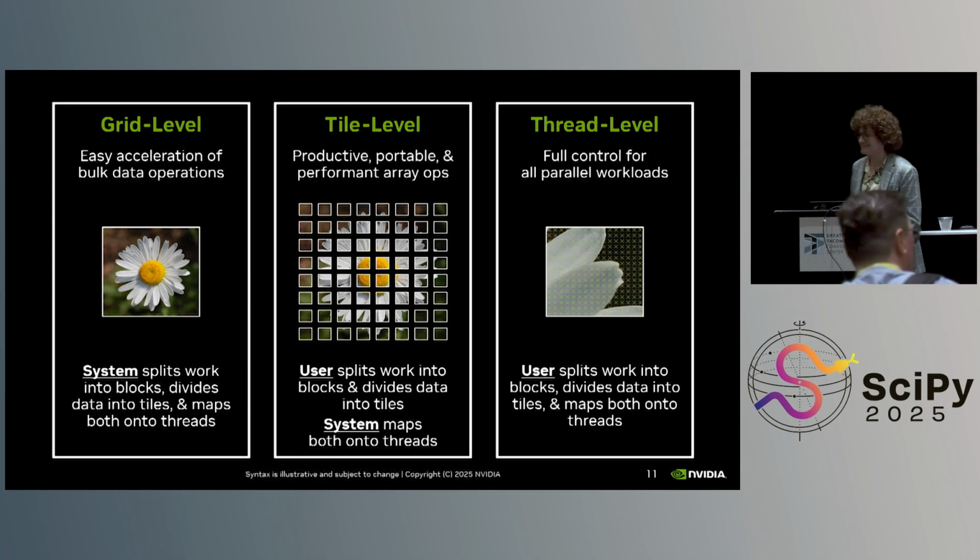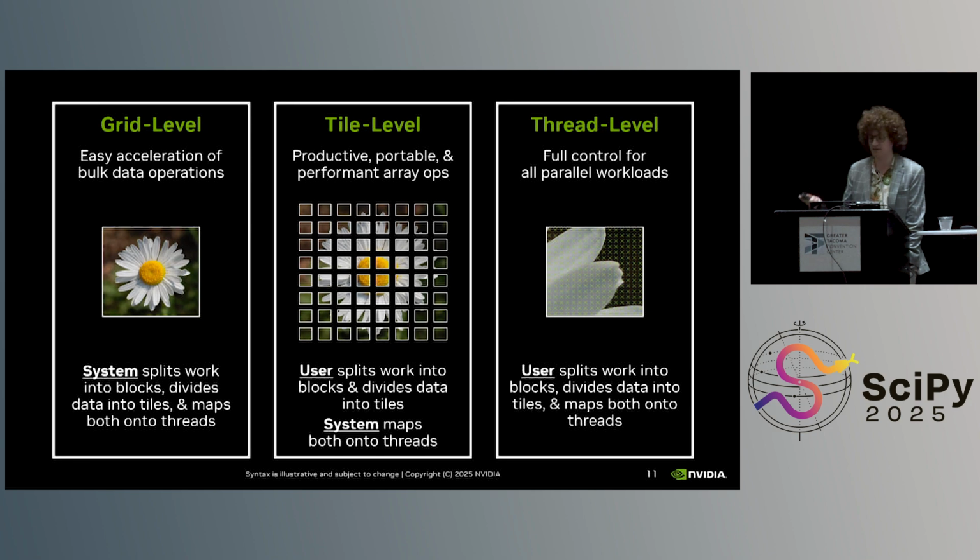And so what we need is a middle ground, a model where users explicitly partition work and data, exposing parallelism, but that partitioning is logical, not physical. The system decides which tools to use. It will map the partitioned work and data to threads and execution resources for you. Because the mapping is implicit, it is portable. The system can pick different mappings for different NVIDIA GPU architectures.